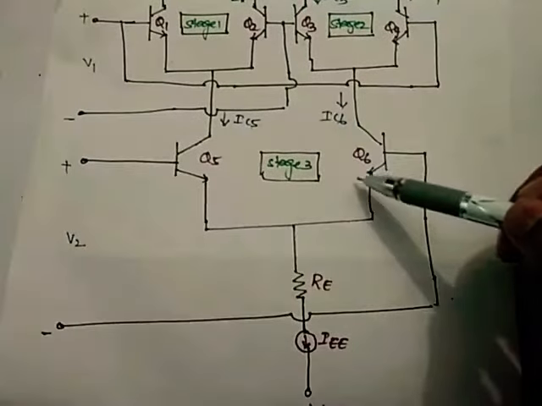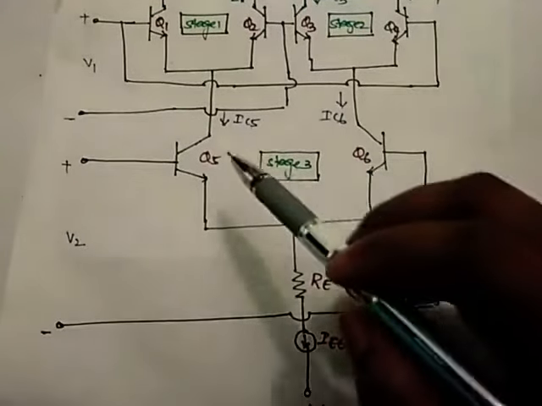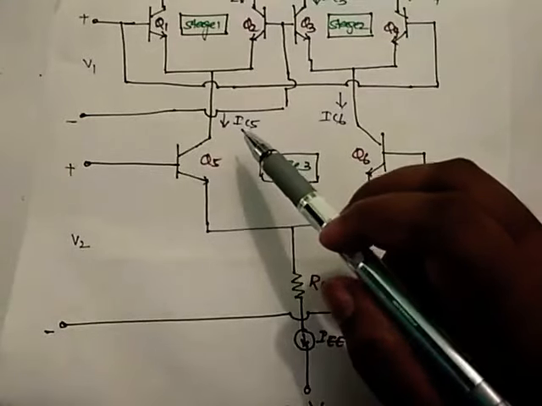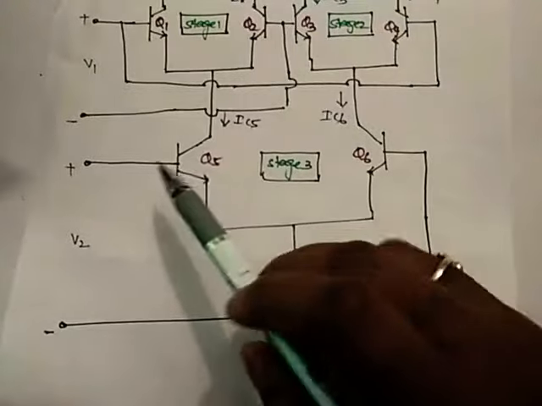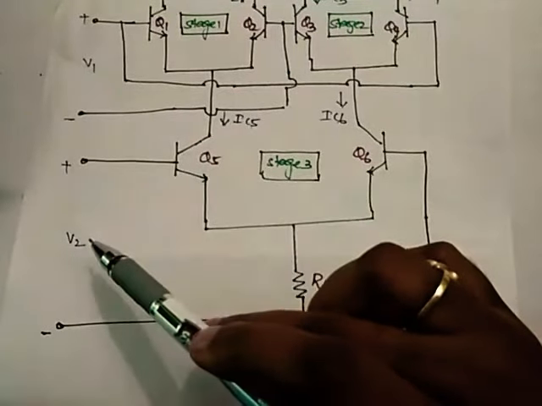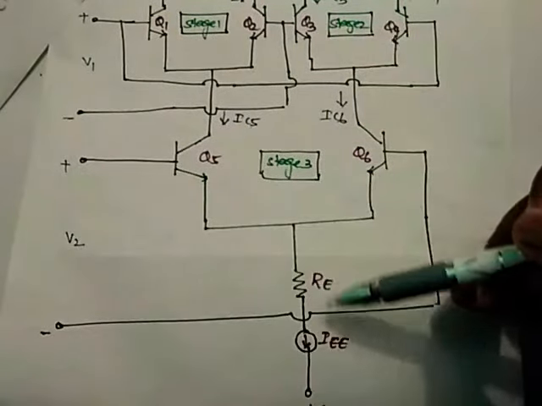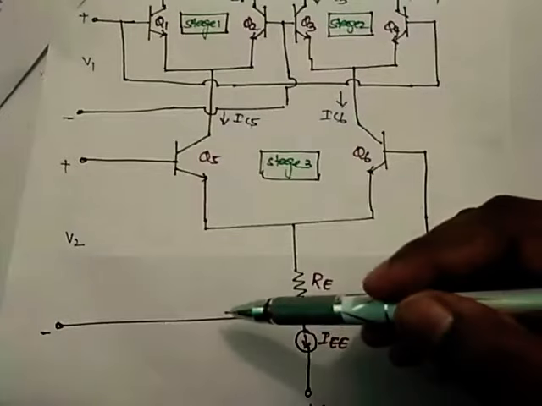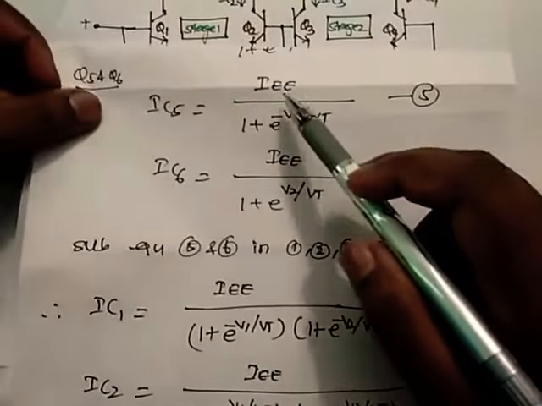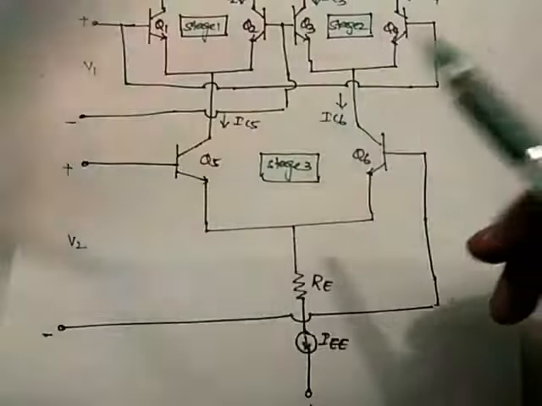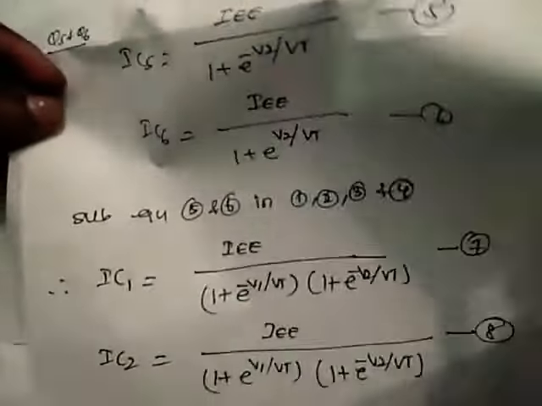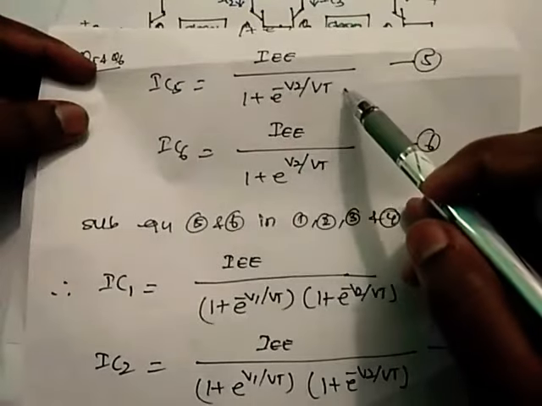Next, IC5 is the collector current of Q5 and IC6 is the collector current of Q6. Now we are going to write IC5. IC5 depends upon Q5, whose base is connected with the positive polarity of V2, and whose emitter current is IEE. So we can write IC5 is equal to IEE divided by 1 plus e to the power of minus of the input voltage, which is plus V2. So minus V2 divided by Vt.